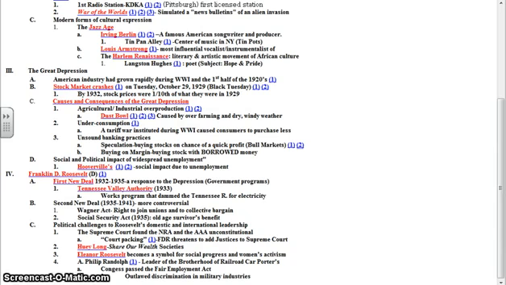Many of these people lost their jobs because of the factory closings, and the families could not afford to feed them. So a lot of men left their families and moved outside of the cities into what were called shanty towns.